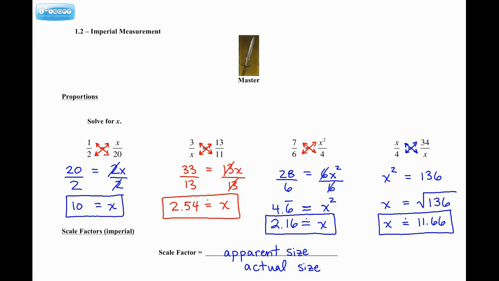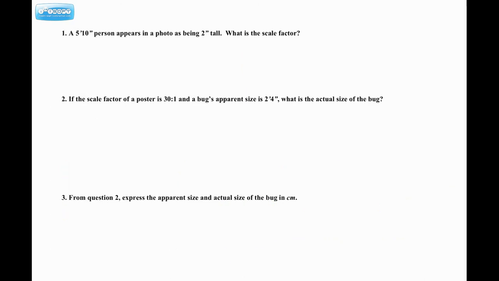Right? So that gives you the scale factor. Question 1. A 5-foot 10-inch person appears in a photo as being 2 inches tall. What is the scale factor? So remember, the scale factor is the object's apparent size, which is 2 inches, and we divide that by the actual size, which is given. Okay, so we have all the information we need.